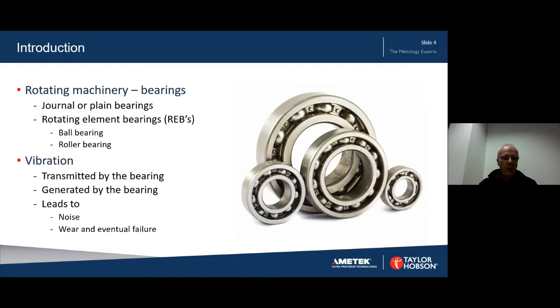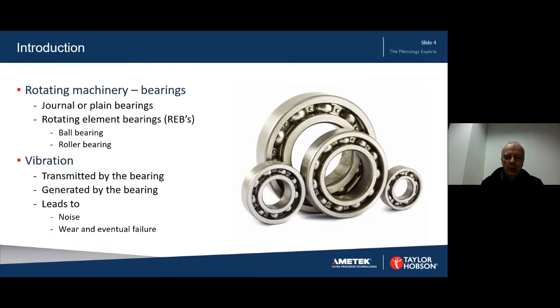The impact of rotating machinery is huge. Wherever rotating equipment is used, there'll be some form of bearing constraining the rotary motion. And mechanical bearings can be divided into journal or plain bearings and rotating element bearings. REBs take many forms, in particular roller bearings or ball bearings. And for the purposes of this presentation, we'll take the example of a ball bearing, but the principles apply to other forms of REB.